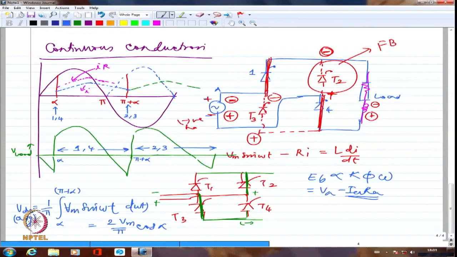And EB is proportional to phi omega. So if I keep the flux constant, as I increase voltage, omega will increase. As I decrease voltage, omega will decrease. So I can always obtain whatever speed I want, according to the voltage that I apply. So vary alpha smoothly, and you will be able to get variable speed. This is one of the typical applications of the converter, being applied for speed control.